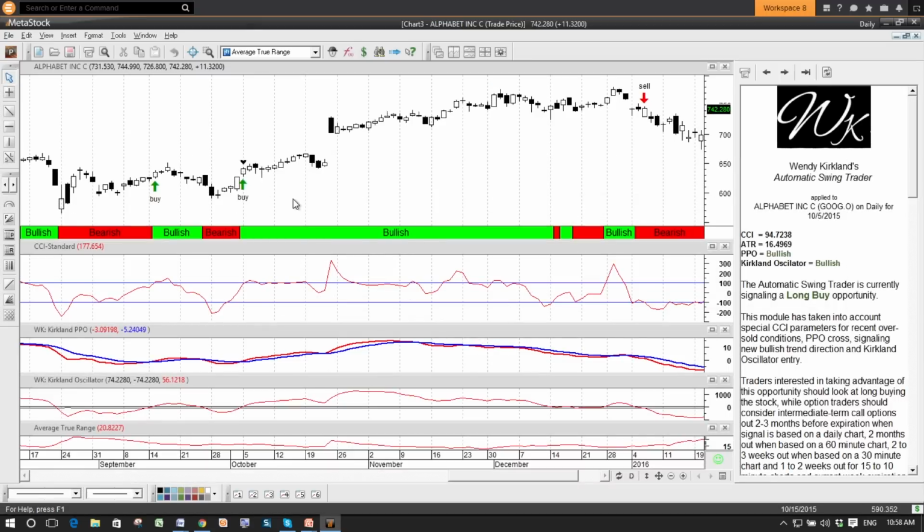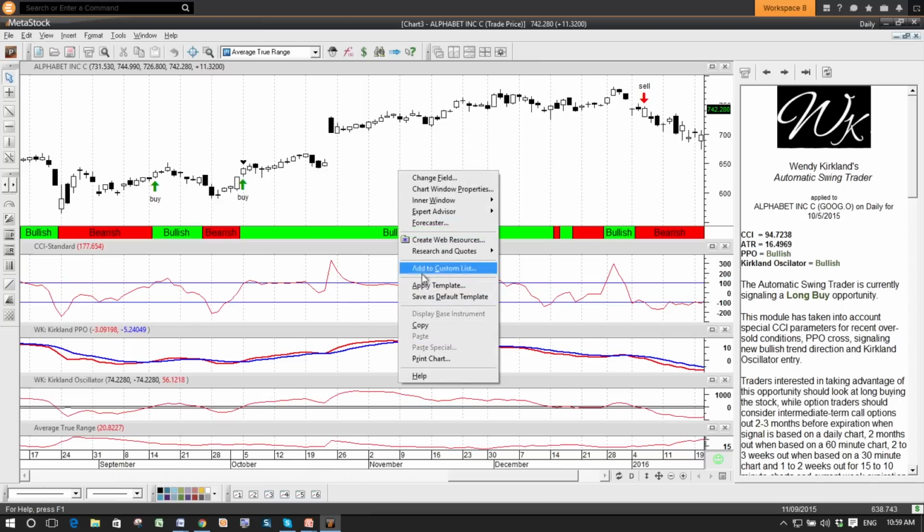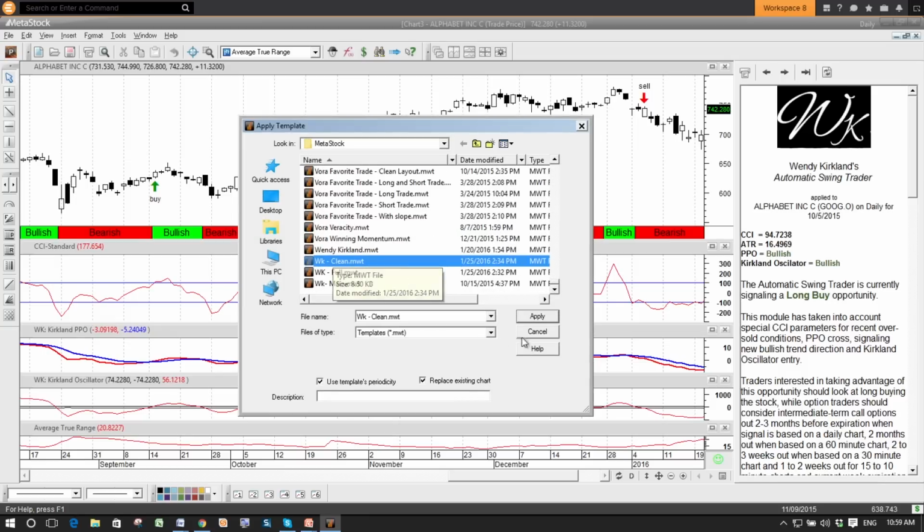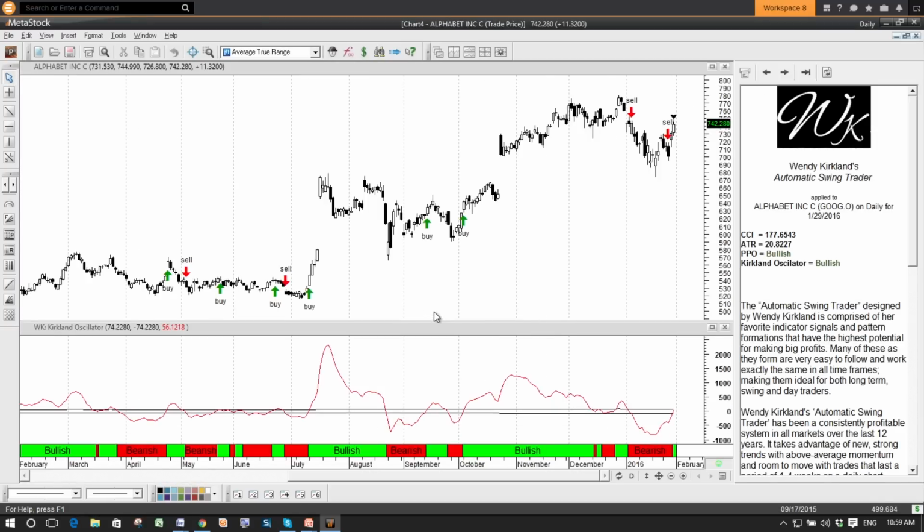This is a template that comes as part of the package. This is what we call our full template. And there's another template that actually ships as part of the package. And it looks very similar. I'm going to go ahead and show you what it looks like. The real difference is we call it the Wendy Kirkland clean template. I'm going to apply it to the chart right here. And the big difference is you'll notice that it only shows the Kirkland Oscillator as well as the price activity. It doesn't show the other indicators on the chart. So you can use either one depending on what works well for you.